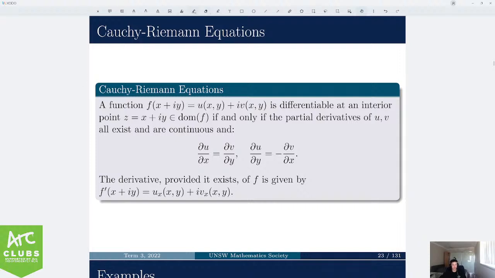And the derivative is given by this formula over here. And a quick recap, u subscript x just means the partial derivative of u with respect to x. And same with v subscript x, so u subscript y is partial u on partial y.